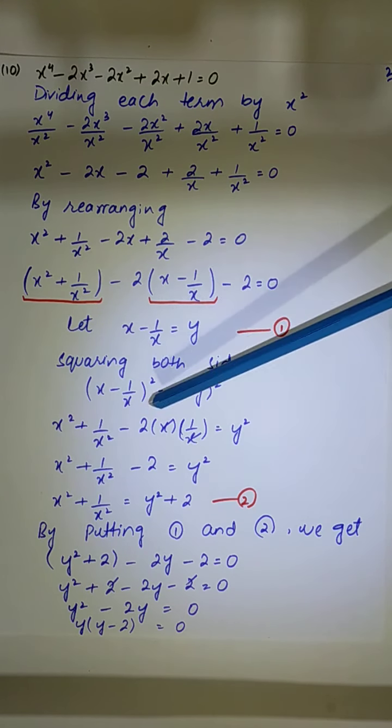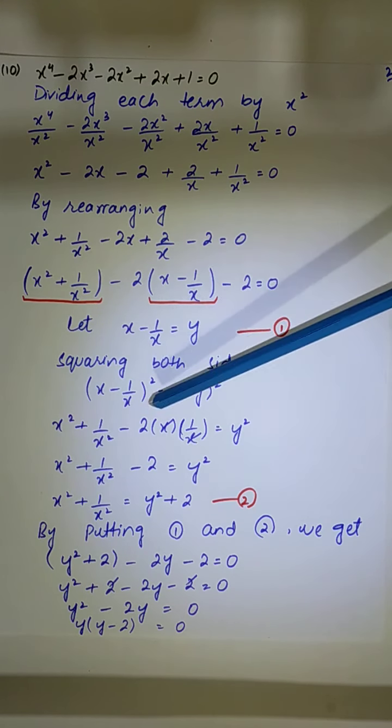x and x will cancel out because this is in division and this is a multiplication. So both of these will cancel each other, and in the next step we get x square plus 1 by x square minus 2 is equal to y square. This 2 will move to this side and the sign will change. This process is called transposition, and we get the second value that we have to put in the equation, that is x square plus 1 by x square, which is equal to y square plus 2. We will say that this is equation number 2.